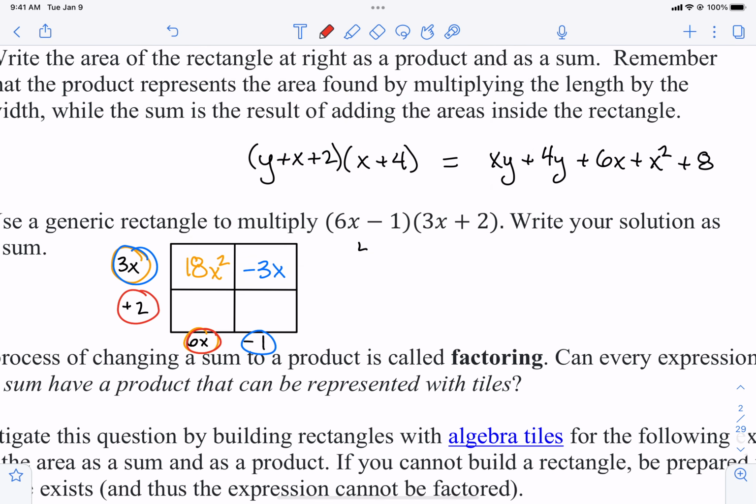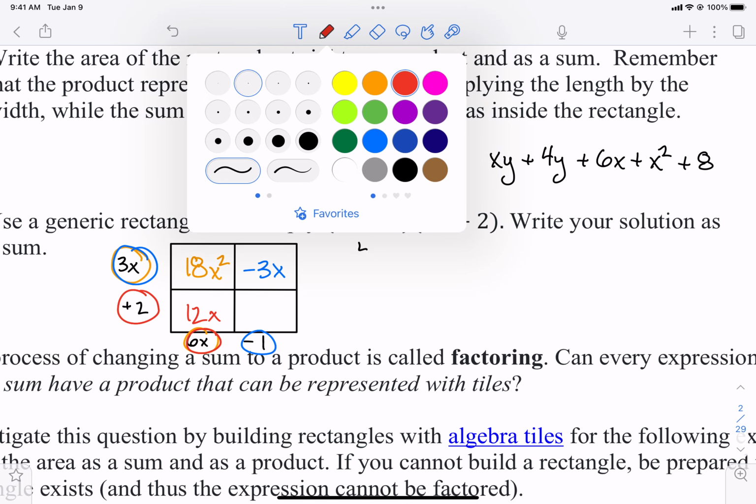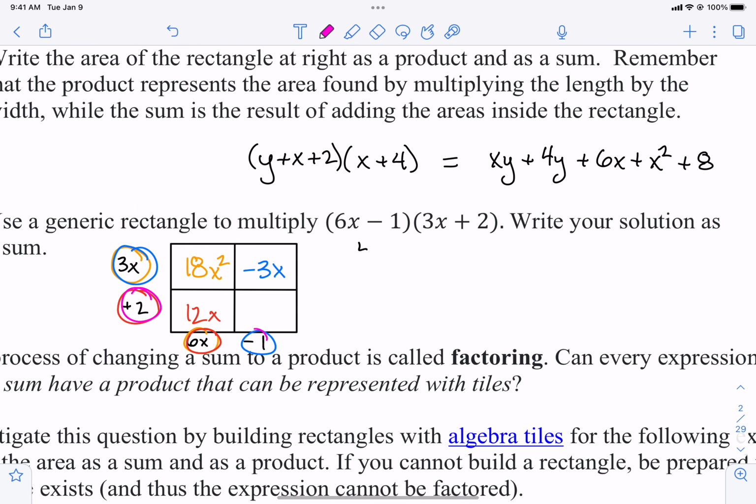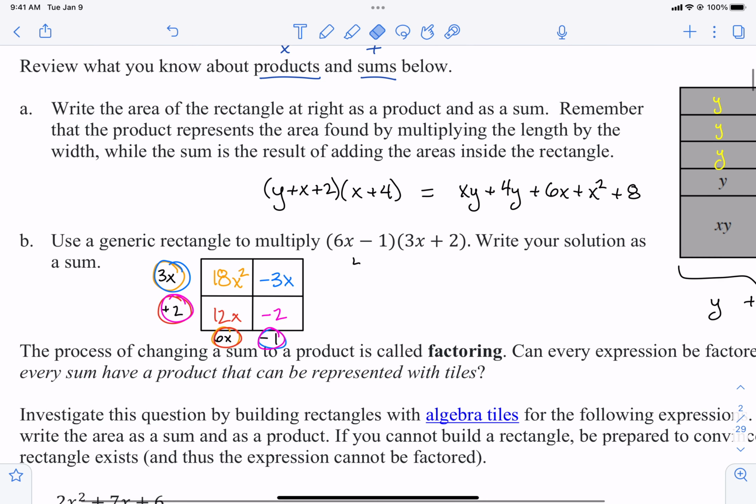2 times 6x gives us 12x's. And lastly, 2 times negative 1 will give us a minus 2. Now, when we come over there, we want to write this out as a sum, is what we're being asked to do. Write your solution as a sum.